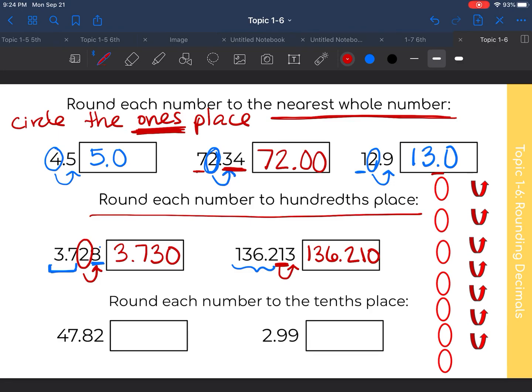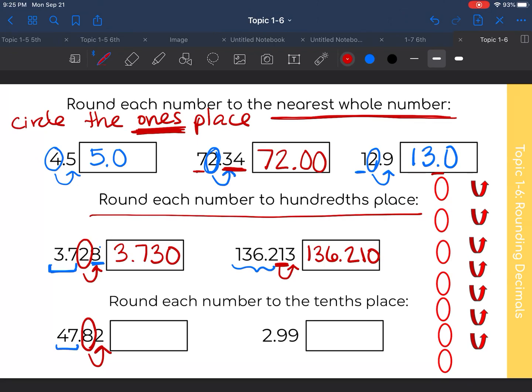And the last 2, round to the nearest tenth. So we're going to underline or circle the tenths place. So the 8 is in the tenths place value. Find your place. Look next door. The 2 is not 5 or greater. The 2 is 4 or less. So we're going to let that 8 rest.